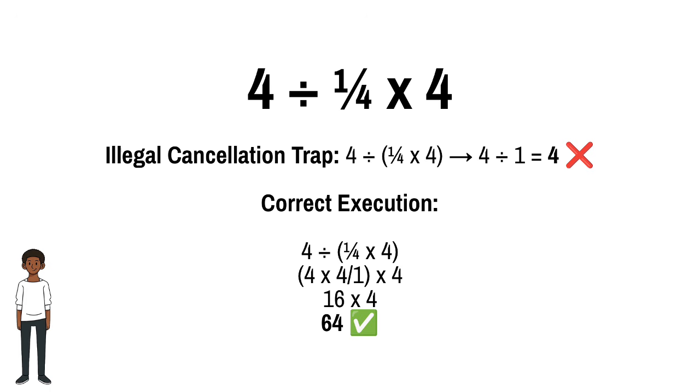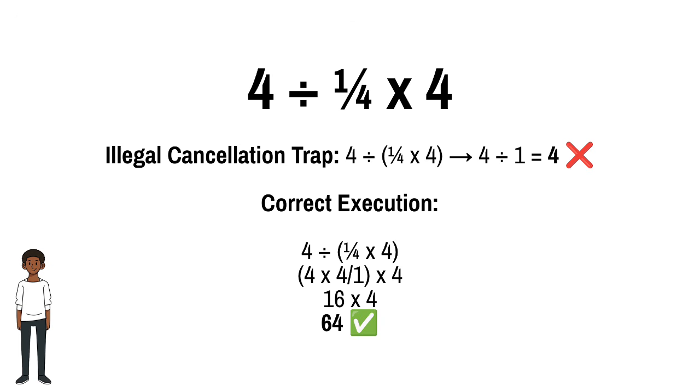Problem number 5. 4 divided by 1 fourth times 4. People spot 1 fourth right next to times 4 on the right. They think, hey, 1 fourth times 4 equals 1. So they substitute 1 in, leaving 4 divided by 1 equals 4. But why is this illegal? Because you skip the division on the left and jump straight into multiplication on the right. Multiplication and division are equal partners. You must work from left to right as the operations appear.